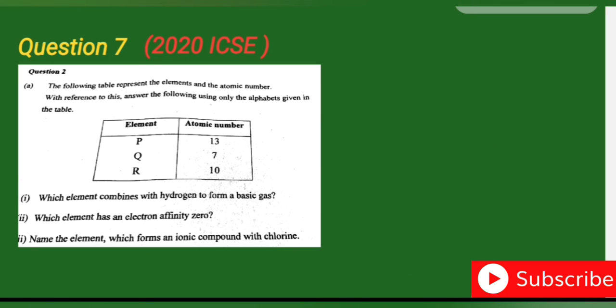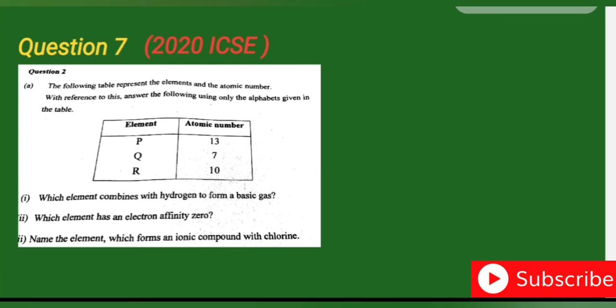Now the next question, question number 7, which I have taken from the 2020 ICSE exam. The following table represents the elements and atomic numbers. With reference to this, answer the following questions, using only the alphabet given in the table. P, Q, R with atomic numbers 13, 7, 10.